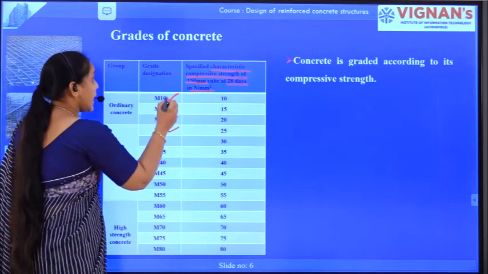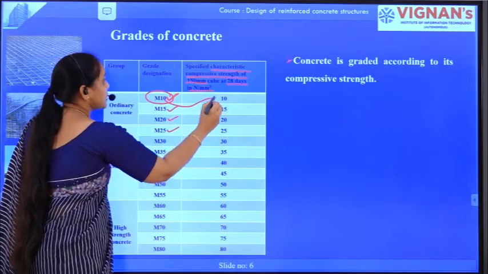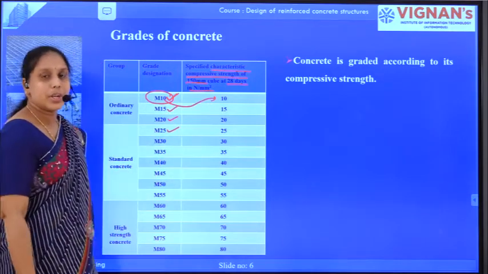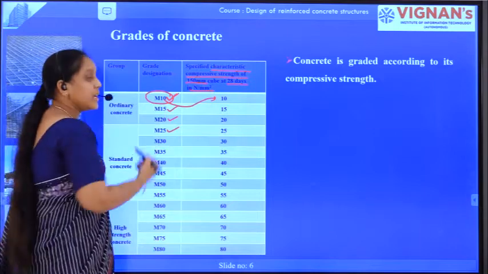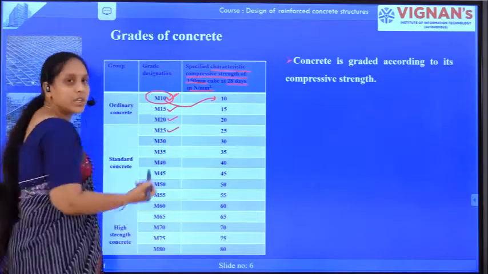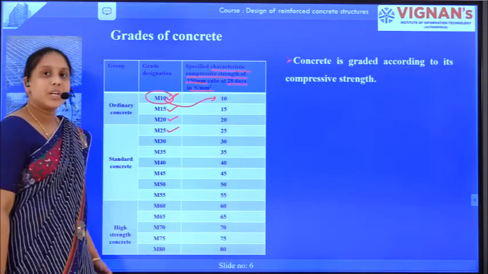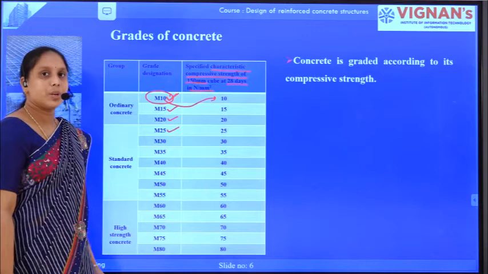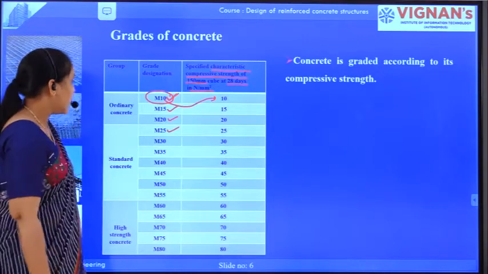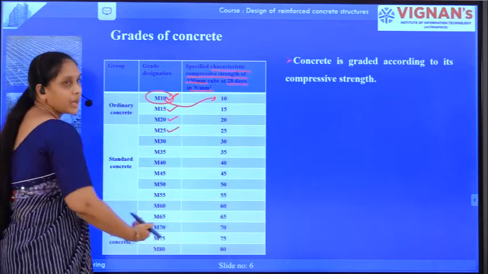So in the grade designation M10, 10 is the characteristic compressive strength in Newton per mm square, and M here is the mix. In a similar way, if we take the example of M30, M is the mix and 30 is the characteristic compressive strength in Newton per mm square. So in this way the concrete is graded.